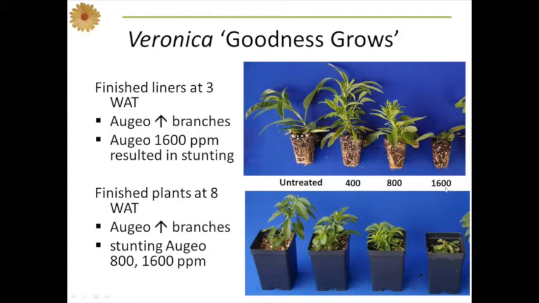You can see that at the higher rates, even at 800, we have a significant growth reduction, but just look at the huge number of branches we have in this plant and the liners. Finished plants, 5 weeks after potting up, we still have a nicely branched plant with this 400 parts per million. Still a lot of growth control at 800, so you're probably going to want to stay in that 400 to 800 parts per million range.